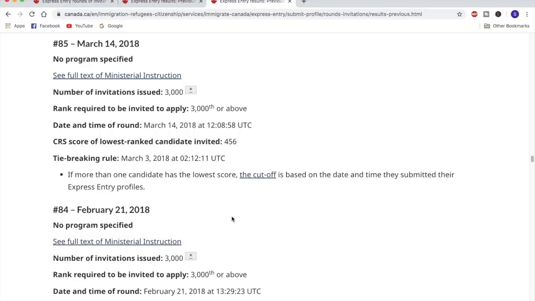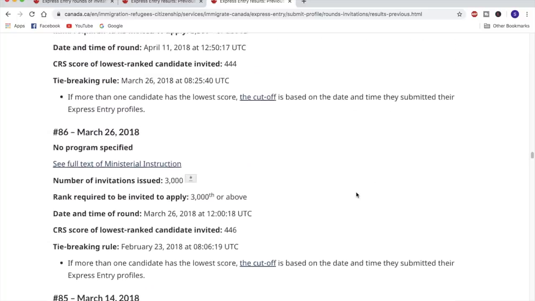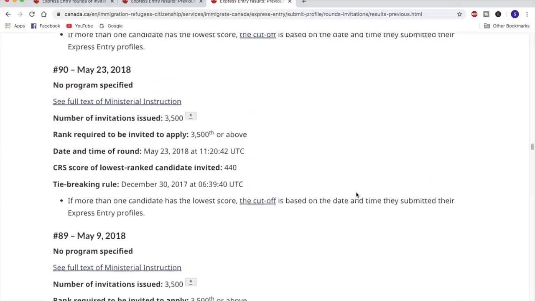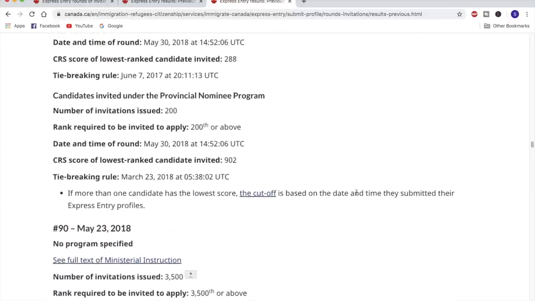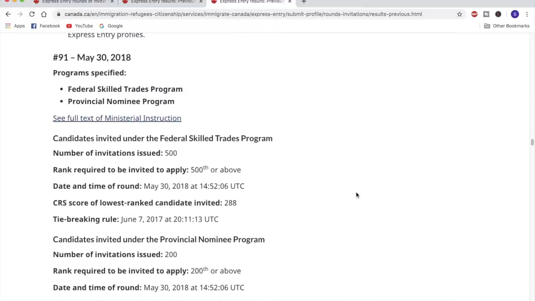But if this trend continues, that there will be this 3 week gap between the February or March draws, then yes, it would hit many people, because the CRS cutoff score might really go high after that. And apart from this, I saw something else which was very interesting, and that is around May. If you go to the month of May, you would find that every May there is a draw conducted for the federal skilled trades program, and maybe for a PNP program as well.